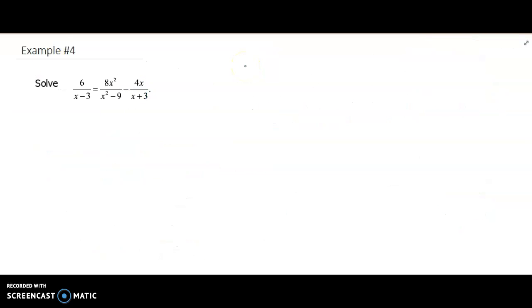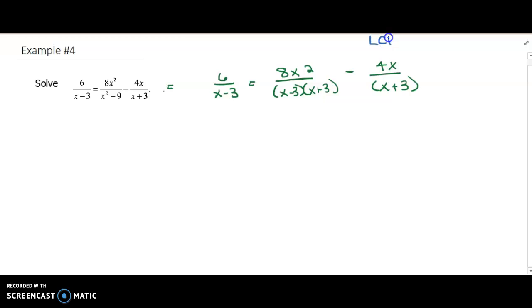All right, so we're going to do example 4 here. If I write this out, I get 6 over x minus 3 equals 8x squared over, if I factor this, (x minus 3)(x plus 3), minus 4x over x plus 3. Okay, hopefully you guys are okay with my LCD. Here my least common denominator is going to be (x minus 3)(x plus 3).